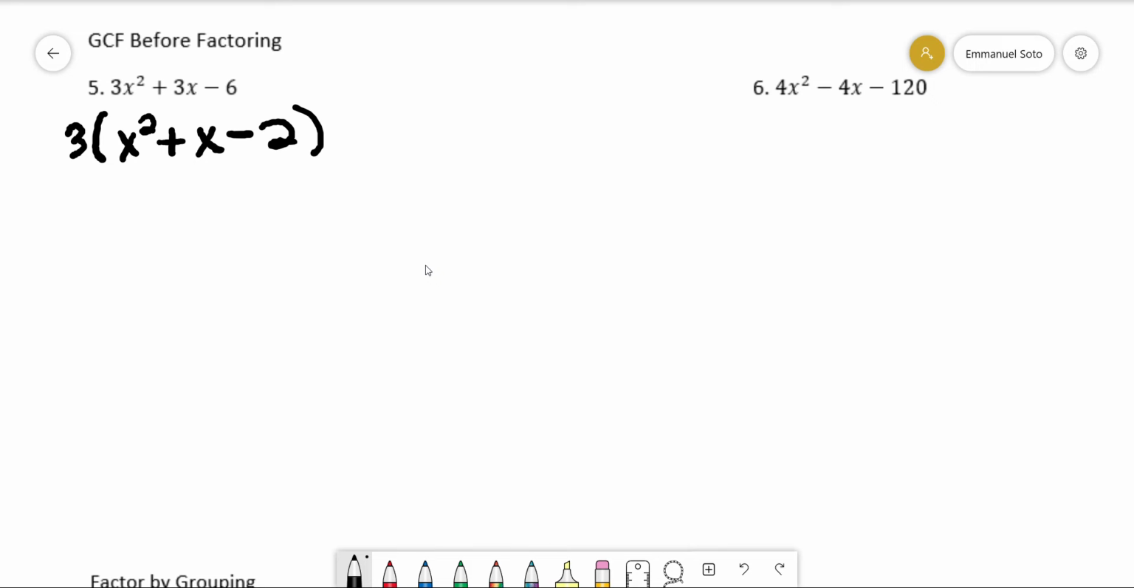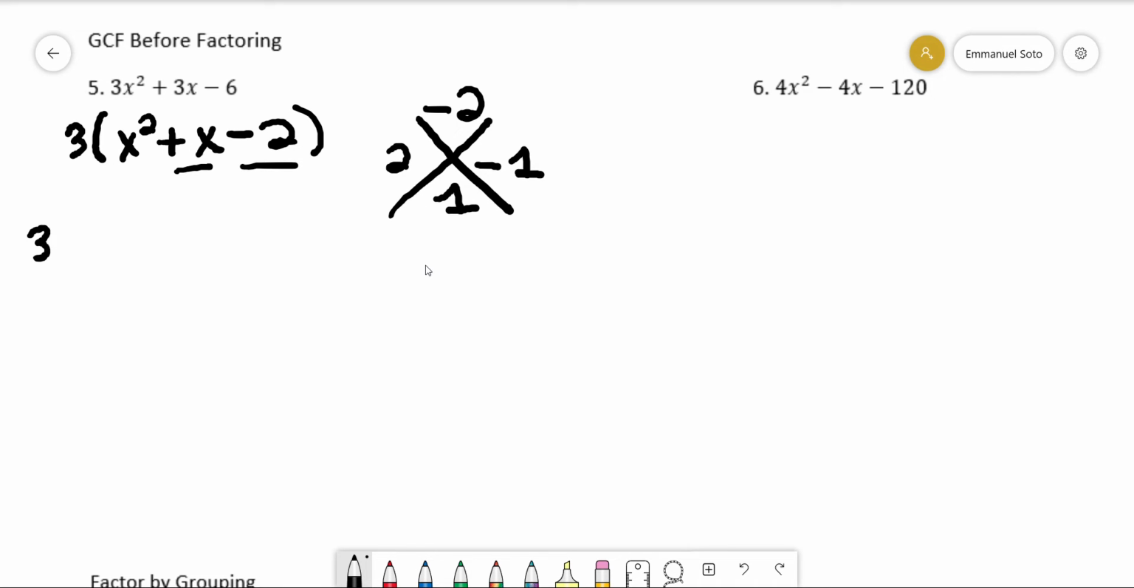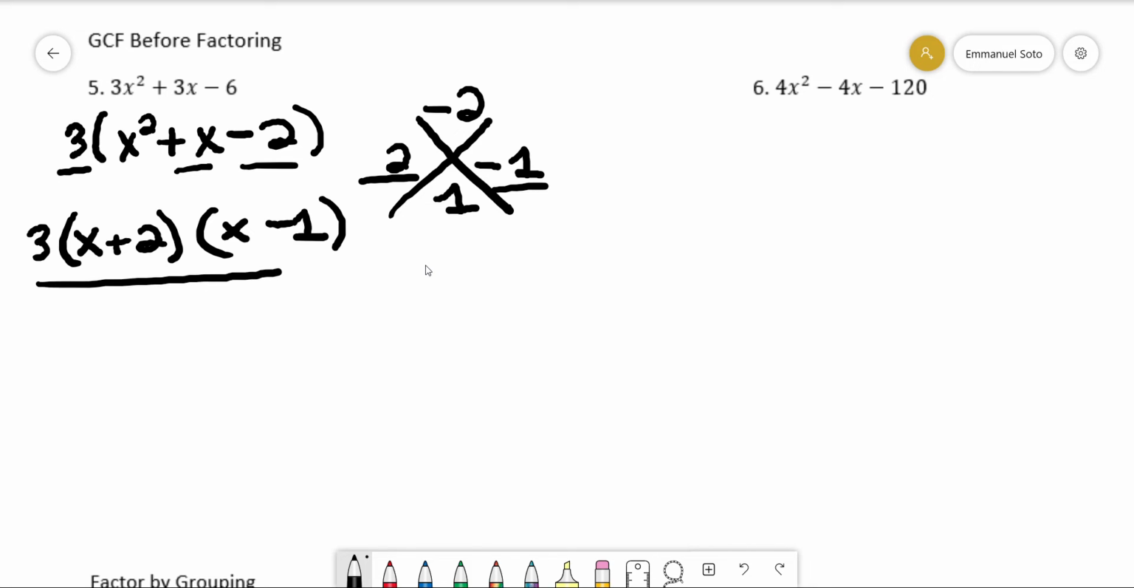All right, now we can go ahead and factor this. So we're going to do the Xbox thing. So we have factors of negative 2 that add up to a positive 1, which in this case you can do positive 2 and negative 1. That would work out. So don't forget that 3 out there. So we got our double parentheses. We have x plus 2, and then x minus 1. All right, so that's the answer for that one.